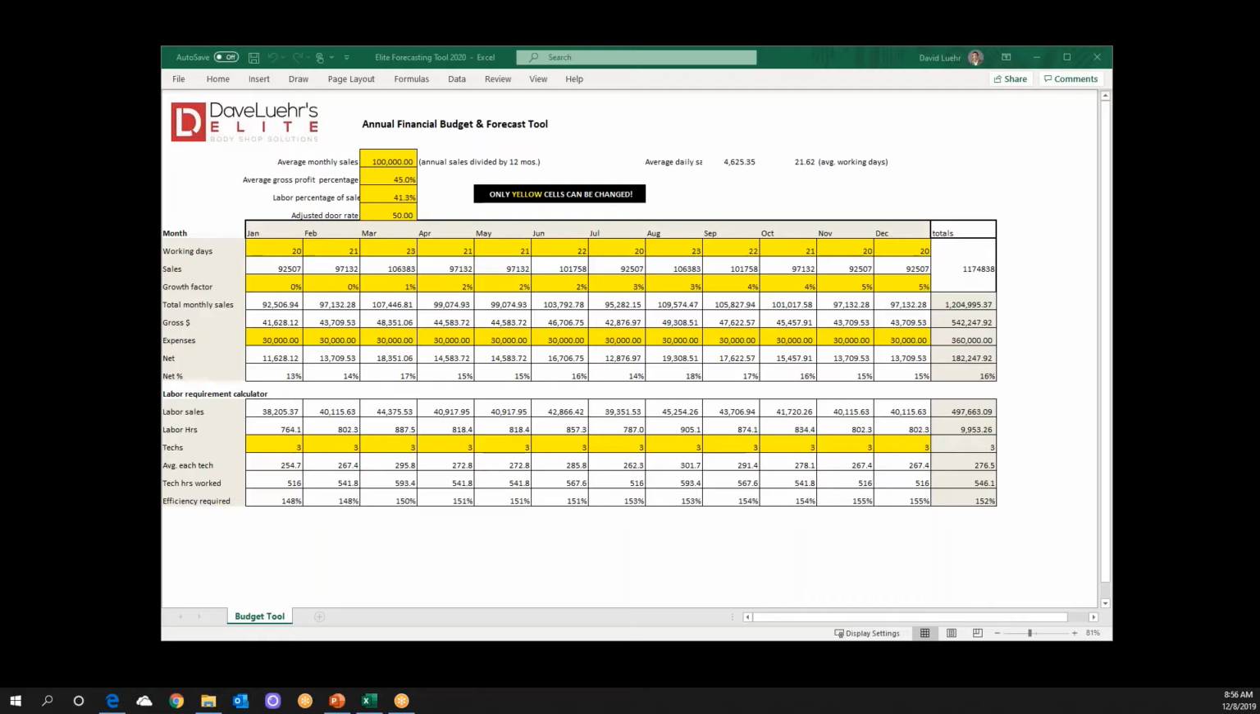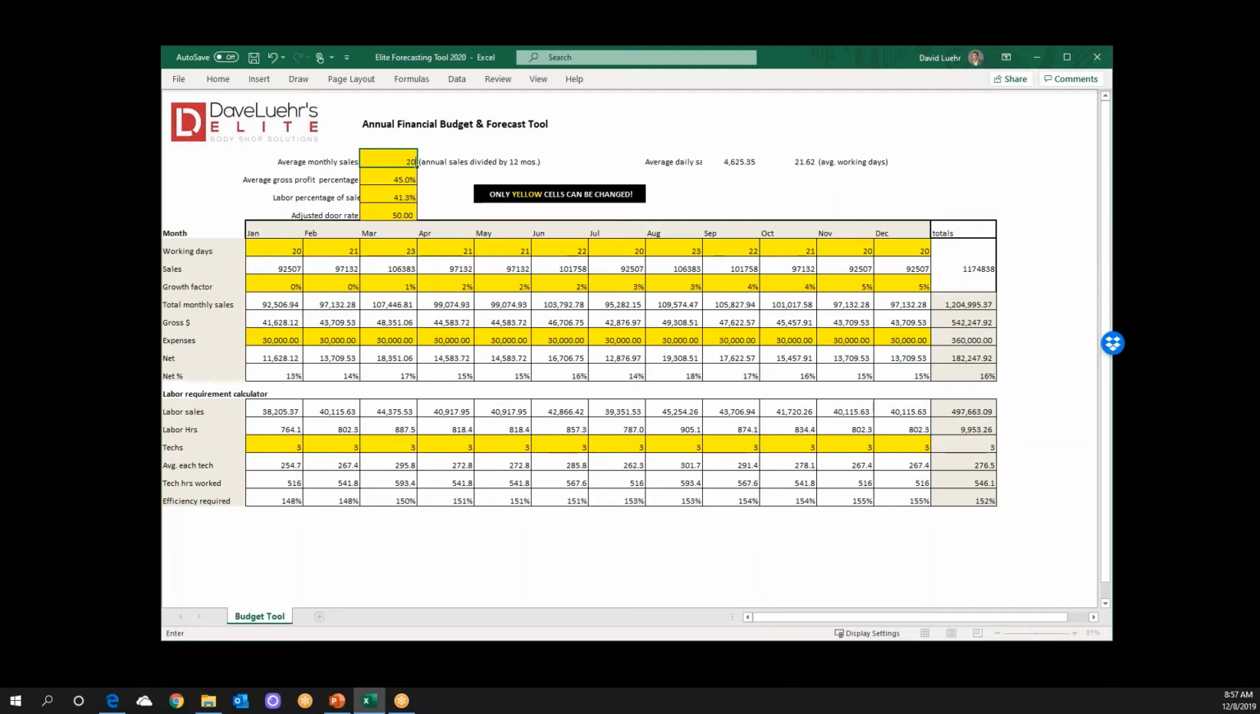Okay, now I'm going to show you how to use the Elite Annual Financial Budget and Forecast tool. First thing you need to identify is what your annual revenue or sales are for your shop. Once we understand that, then we can simply divide that number by 12 months and then plug in your average monthly sales figure right here. So if it's $100,000, put in $100,000.